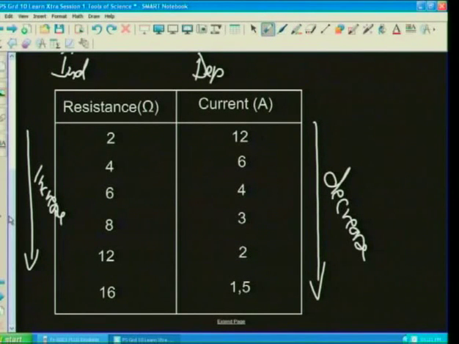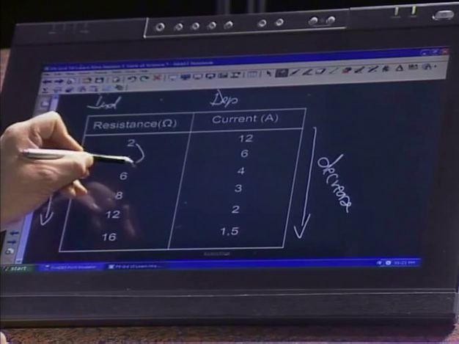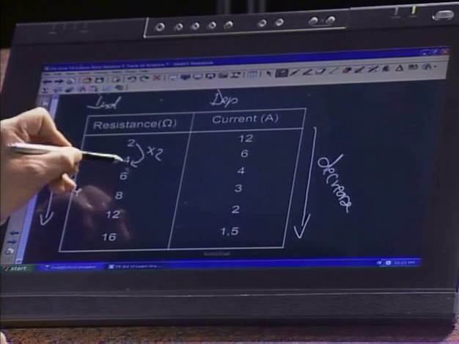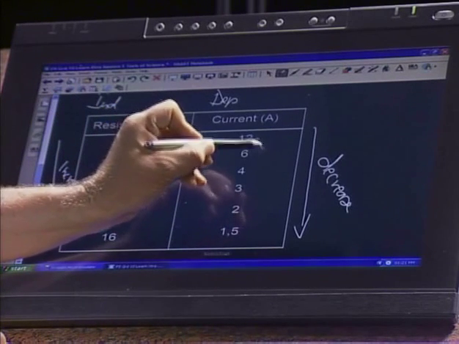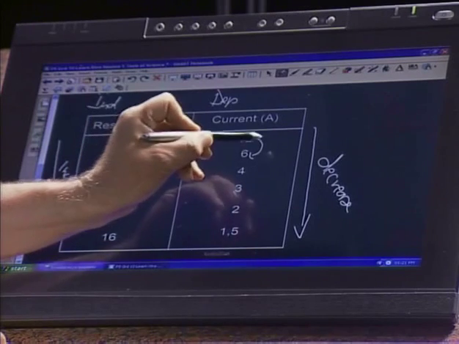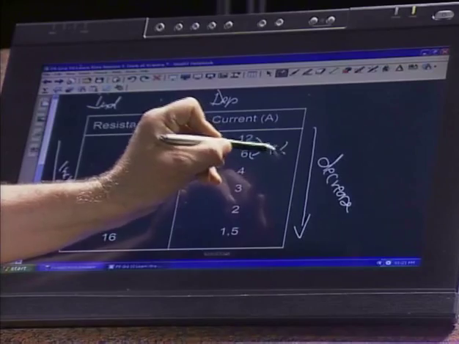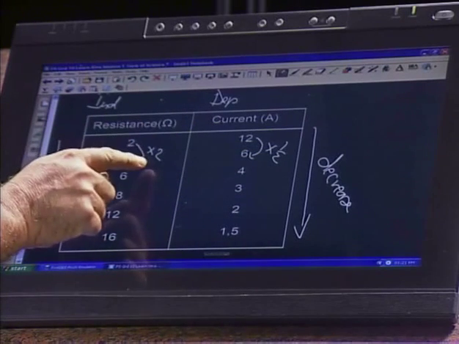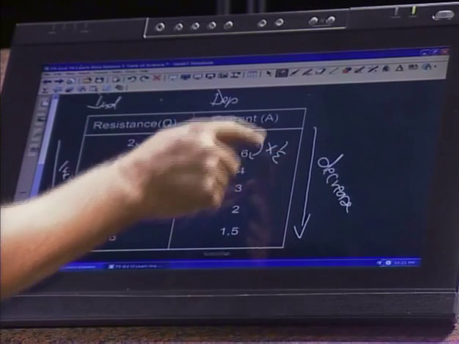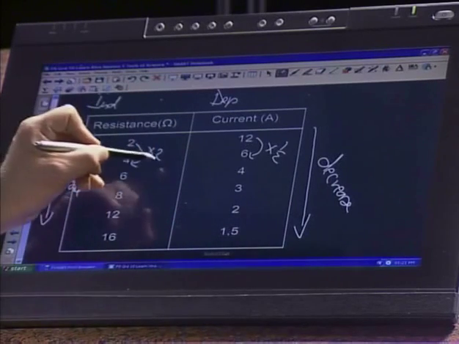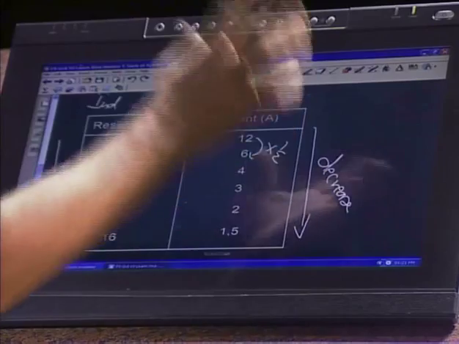Although it's true. But what we recognize here is that if I double this one, so I multiply this one by 2, 2 times 2 is 4. What happens to this one? 12 to 6. I didn't multiply by 2, but I multiplied by a half. So this one is a reciprocal. These are reciprocals. The one is 2 over 1, and that one's 1 over 2. They're inverses of each other.